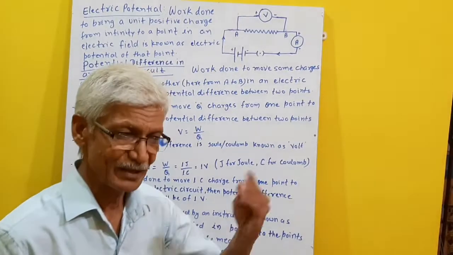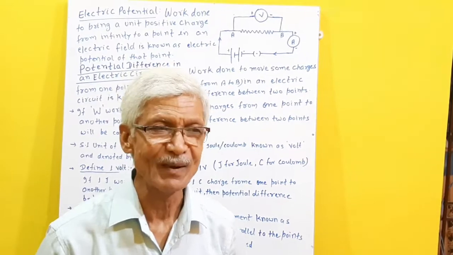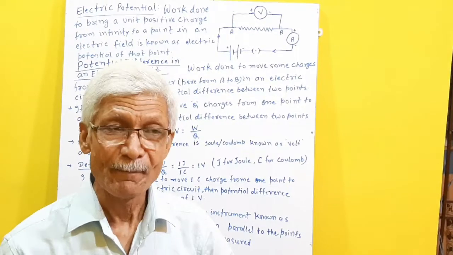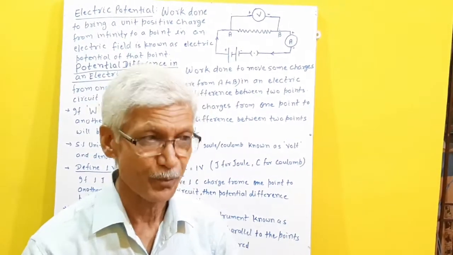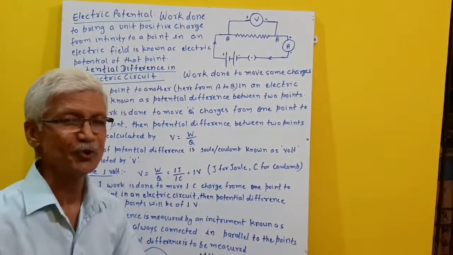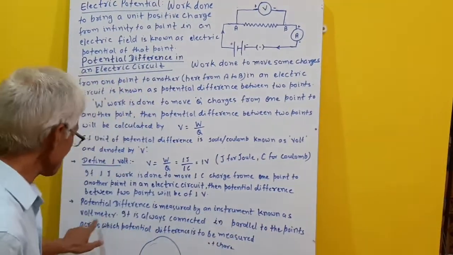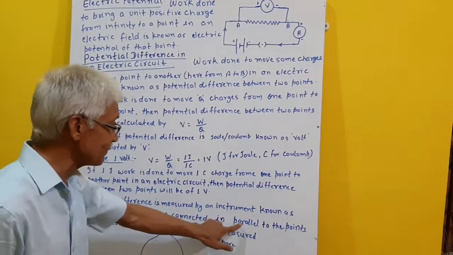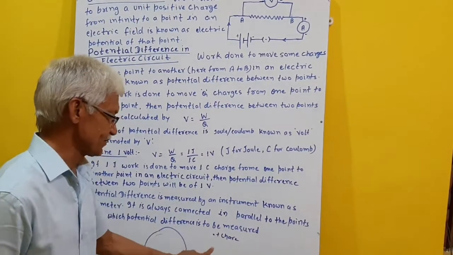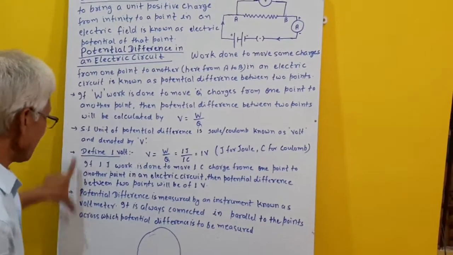I have already told in the first segment that the potential difference is measured by an instrument known as the voltmeter. This voltmeter is always connected in parallel to the points between which the potential difference is to be measured. Potential difference is measured by an instrument known as voltmeter. It is always connected in parallel to the points across which potential difference is to be measured. This is about the potential difference.